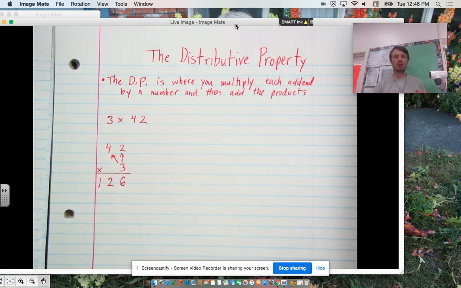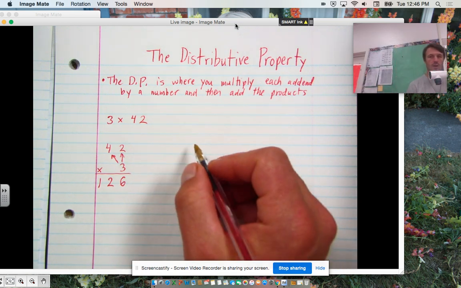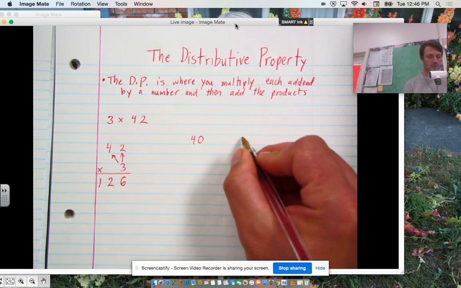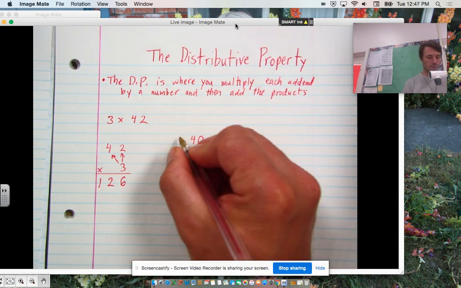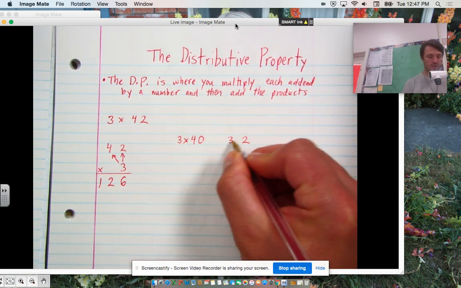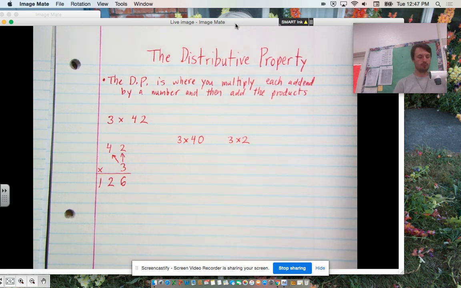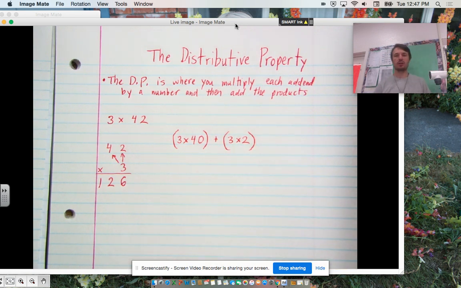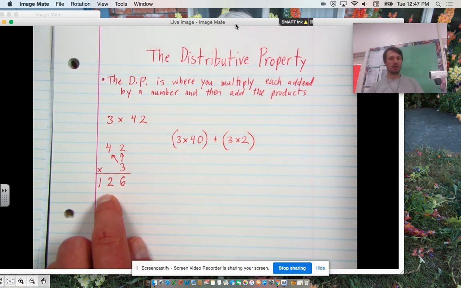But you can also use the distributive property. Here's basically what it means. It means you can separate or distribute the number into different parts, multiply it separately, and then add it all together in the end. So let me show you what that looks like. We can separate 42 into 40 and 2. And we can multiply 3 by 40 and 2 separately. Then, if we add the two products, we'll get the same answer as 126.